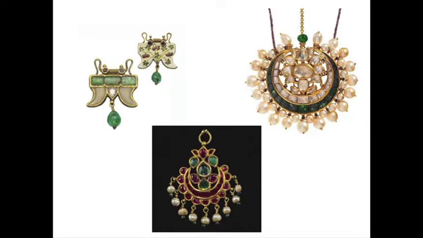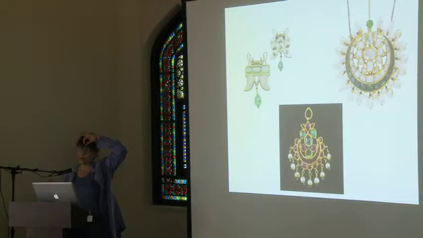On the right is either a turban ornament or a tika. Tika is a pendant-like element that would be worn on the forehead for women. So probably the one on the right and the one down there in the center are tika. And we see the crescent moon element in both of them. Pearls, emeralds, diamonds. The one in the lower section has obviously rubies as well.